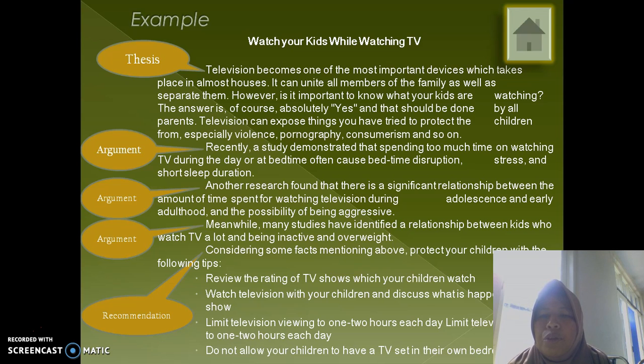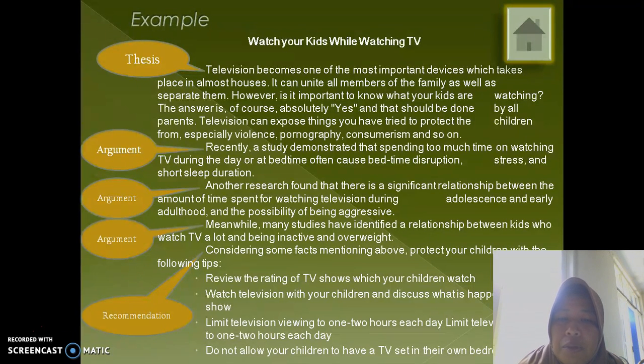And then we move to paragraph 4 or argument 3. Meanwhile, many studies have identified a relationship between kids who watch TV a lot and being inactive and overweight. Now, the last one is the recommendation. Considering some facts mentioned above, protect your children with the following tips.